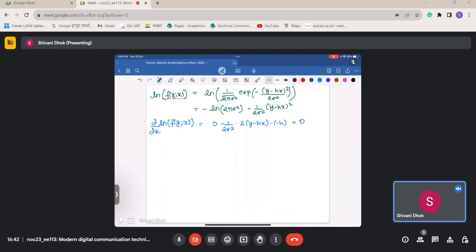Now these are constant quantities. Let's say at x equal to x hat we need to equate it to 0. So these are constant quantities, so we can just take them to the right hand side, and what we are left with is y minus h x hat is equal to 0, and therefore your x hat is equal to y by h, and this is your ML estimate for x. Any questions?